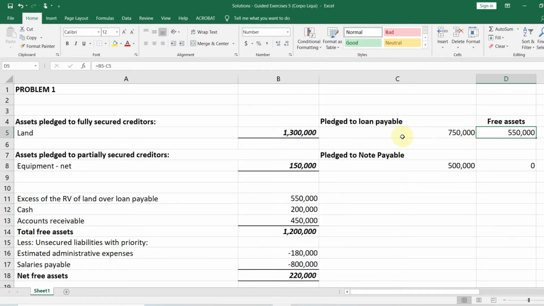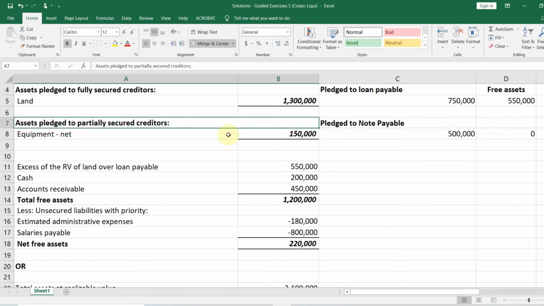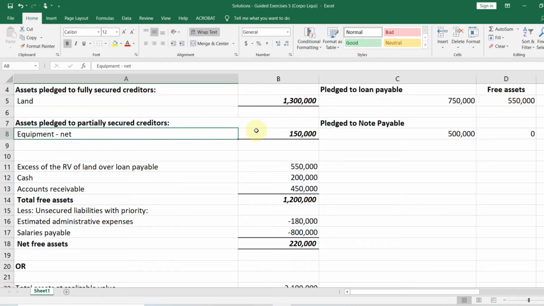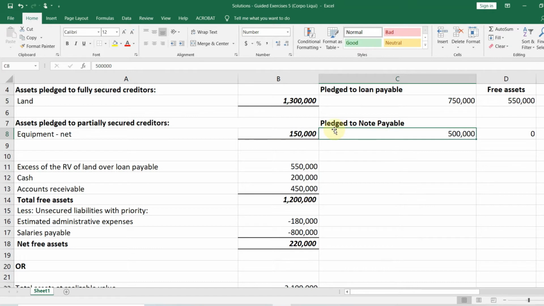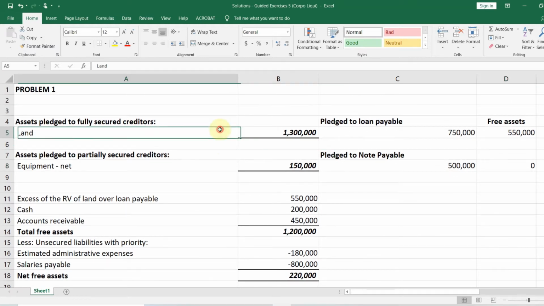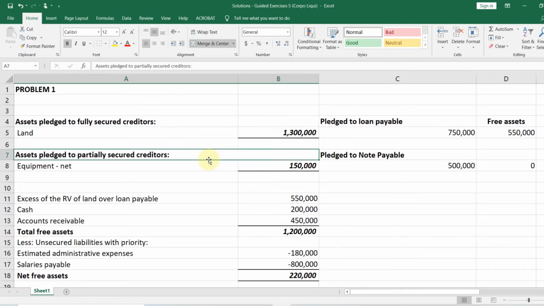Unsecured creditors, okay? Next, alam natin that the partially secured, as mentioned kanina, is the equipment valued at 150. The note is at 500,000. So, kulang pa, wala kang free assets. Okay, so meron na tayong fully, partially, and then we were asked to compute for the free assets.